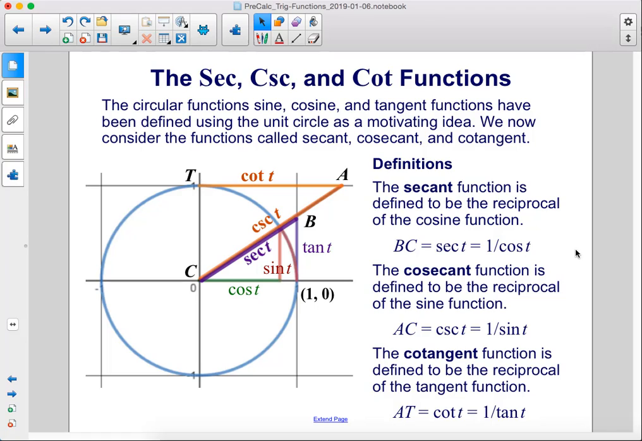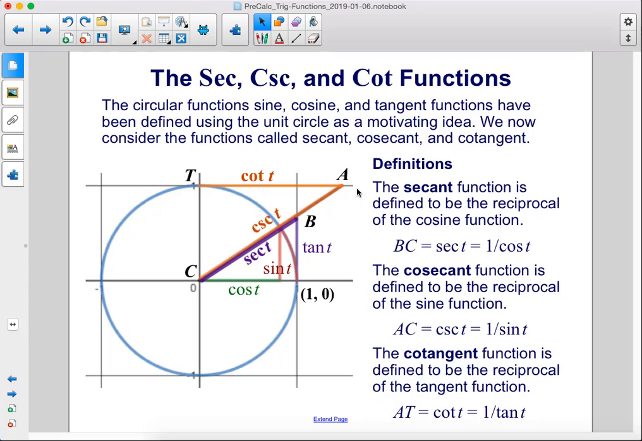We now consider the functions called secant, cosecant, and cotangent. The secant function is defined to be the reciprocal of the cosine function. So BC, this line here, equals secant t, which is 1 over cosine t. The cosecant function is defined to be the reciprocal of the sine function. AC, this line here, equals cosecant t, or 1 over sine t.